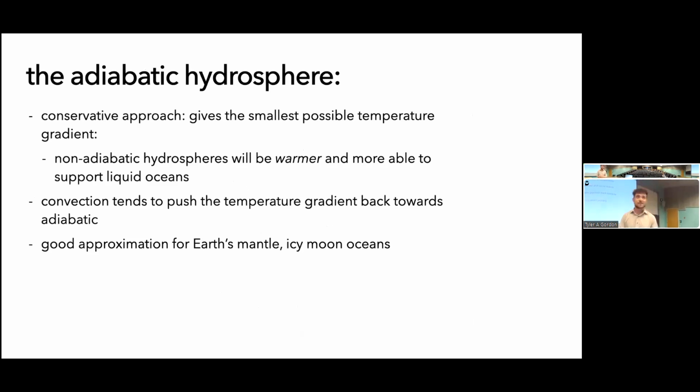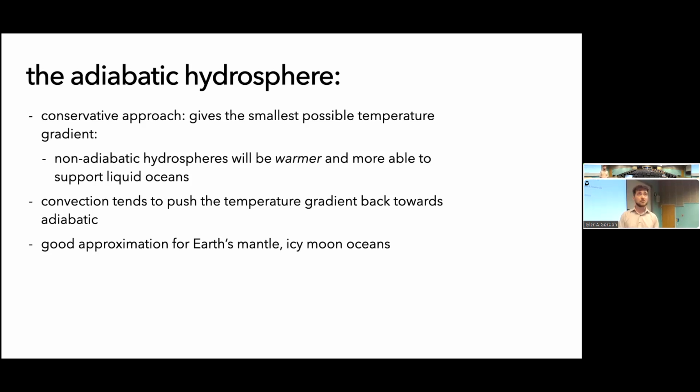We make one major assumption when we compute a structure in this way, and that is that the hydrosphere is adiabatic. This is a conservative approach to computing the structure in that it gives the smallest possible temperature gradient. So as you move downwards from the surface towards the interior, the temperature is only rising by as much as is necessary. Any non-adiabatic hydrosphere will tend to have a larger temperature gradient, so you'll get warmer faster as you move towards the interior. And that means that hydrosphere will be, if anything, more likely to be able to support liquid water in its interior than the more conservative adiabatic hydrosphere.